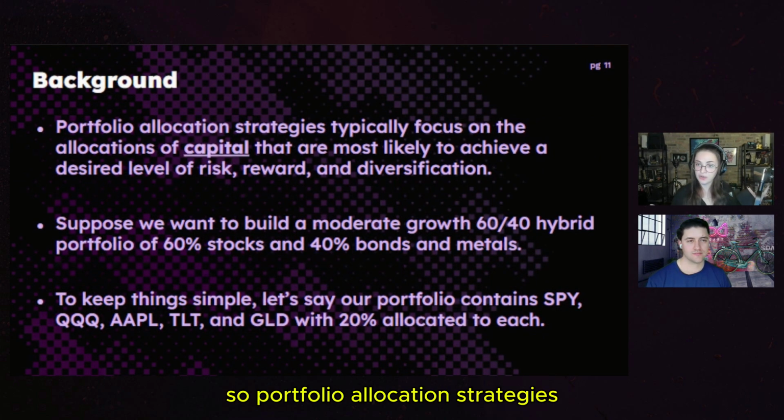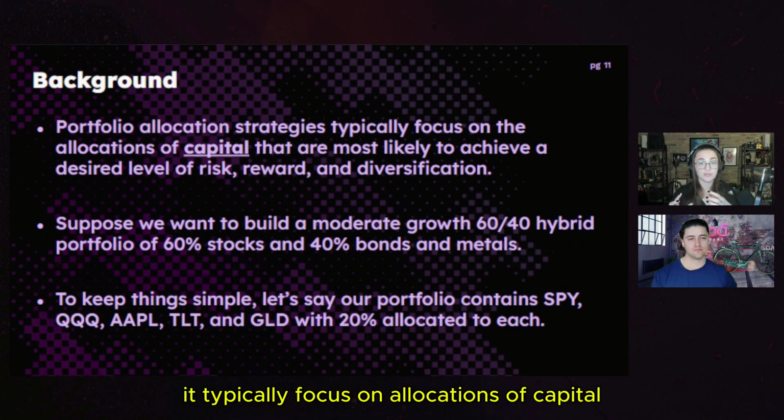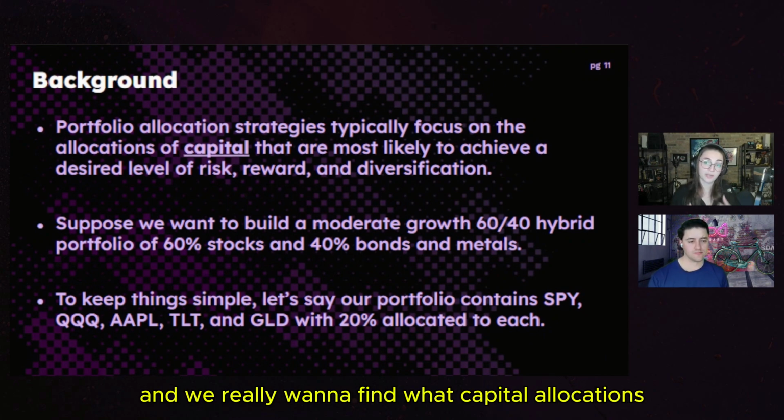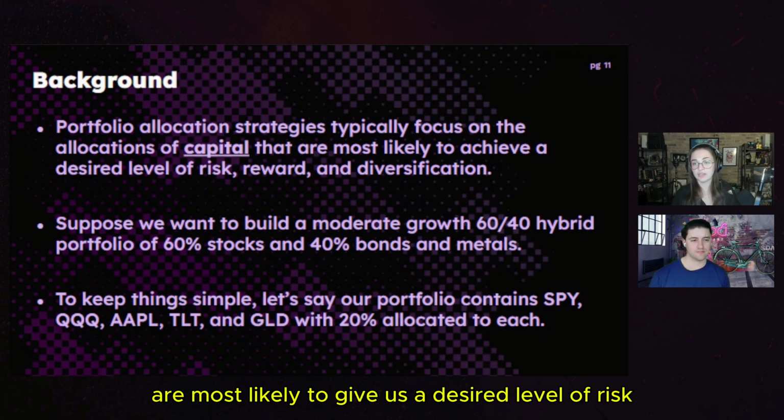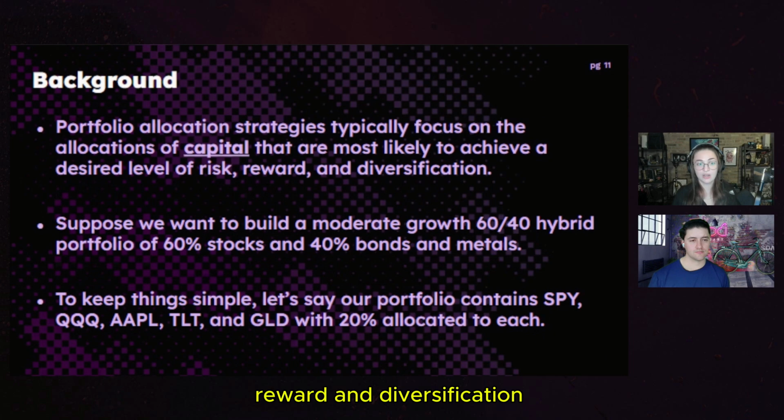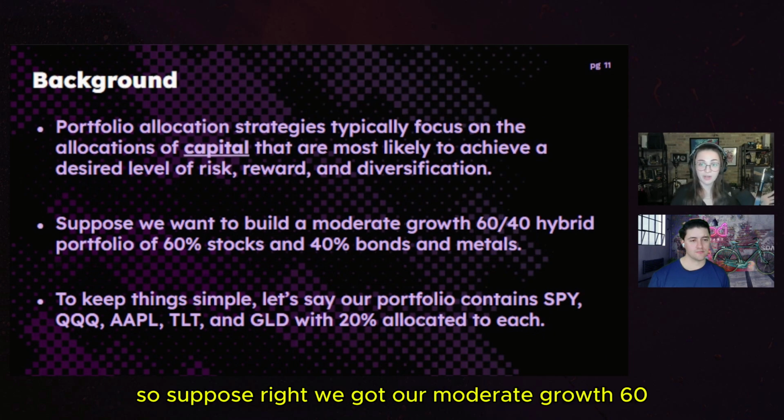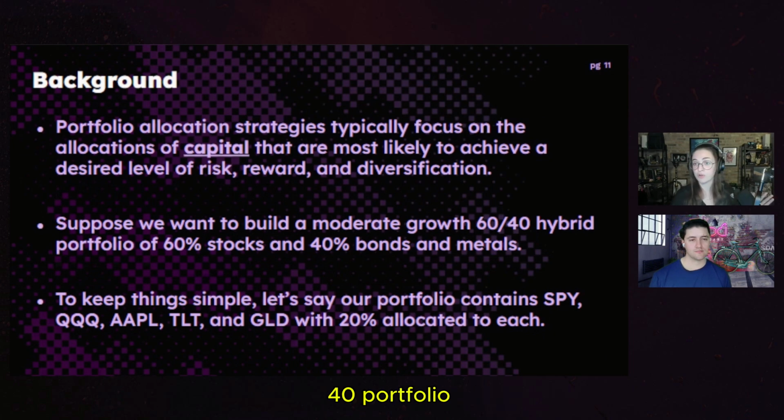Background. Portfolio allocation strategies, we've talked about them many times. They typically focus on allocations of capital. And we really want to find what capital allocations are most likely to give us a desired level of risk, reward, and diversification. So suppose we've got our moderate growth 60/40 portfolio.